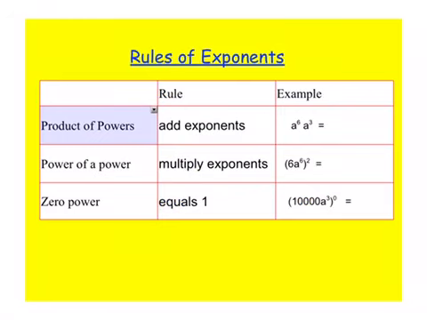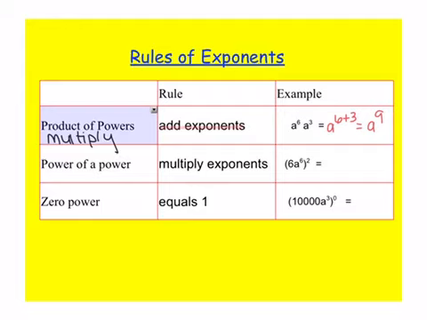So we're going to start off by looking at some rules of these exponents. And there are 3 different ones we're going to focus on today. The first one is the product of powers. Remember, product means to multiply. So when we are multiplying powers, we are going to add the exponents. The example we have here is a to the 6th times a to the 3rd. So the exponents we're going to add, so I'm going to get a to the 6th plus 3, which is going to give me a to the 9th. Okay, so when we multiply, we add the exponents.